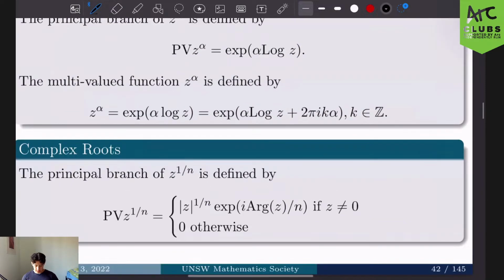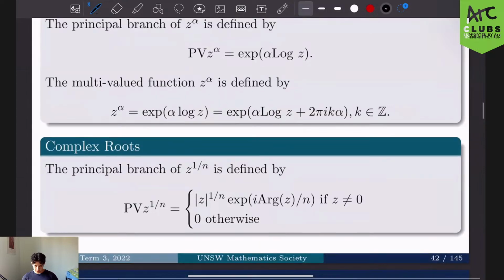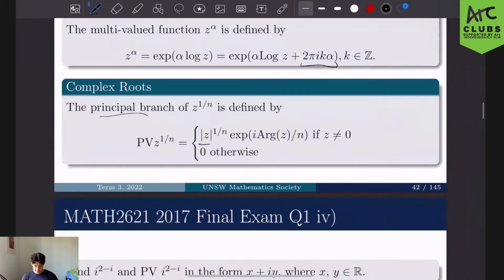Right, and complex roots, this is also useful. So we just have this definition here of modulus of z to the 1 over n multiplied by e to the I arg z over n. And this is principal branch, so we don't have these like multi-valued here. Yep.